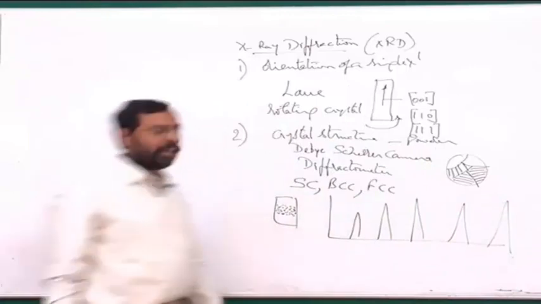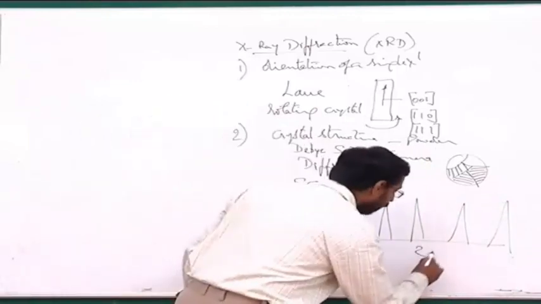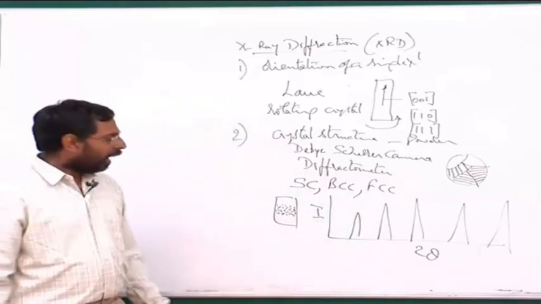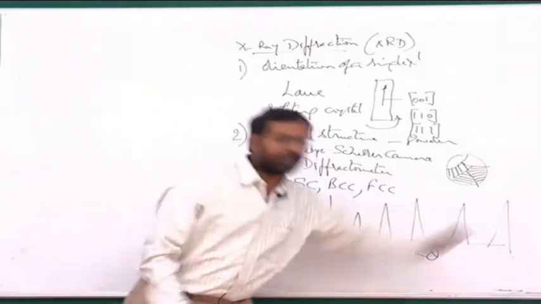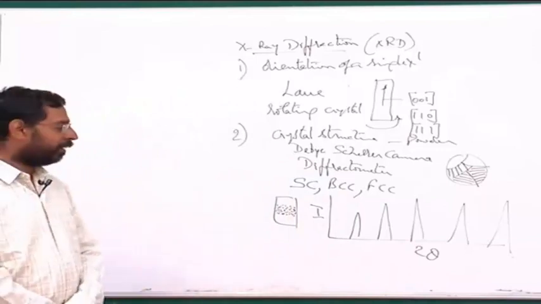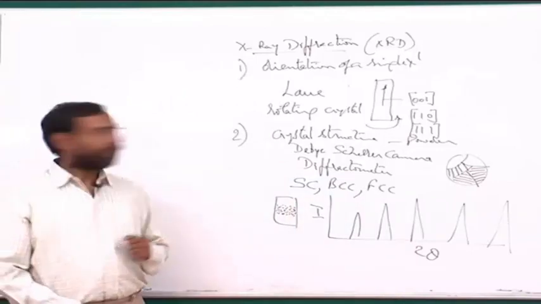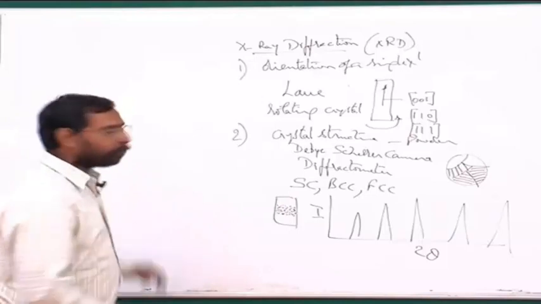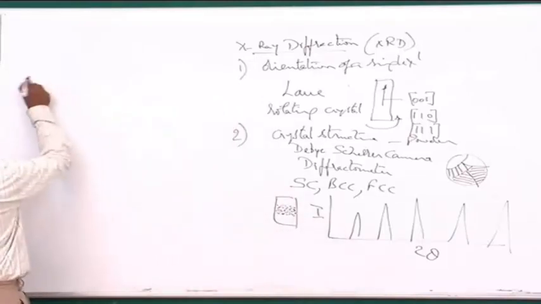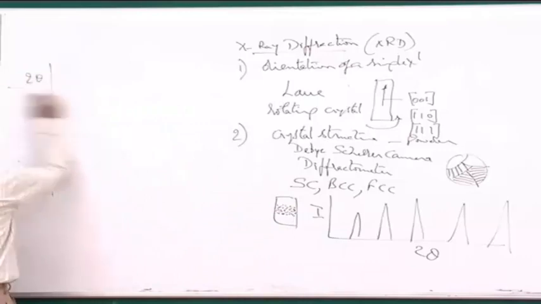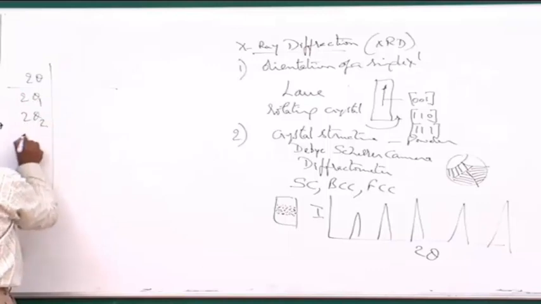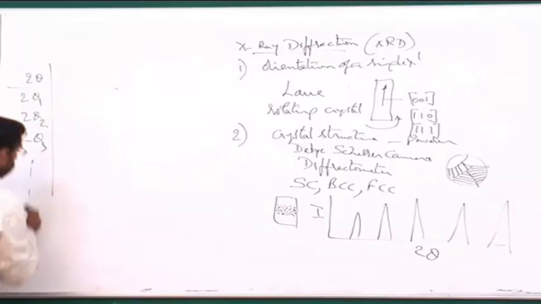This is what we saw at certain angles, where the x-axis is 2 theta and the y-axis is intensity. And we said that by looking at these patterns, we will be able to find out the crystal structure. The method that we use here is that the first job is to note down the 2 thetas. For example, 2 theta 1, 2 theta 2, 2 theta 3, and so on and so forth.